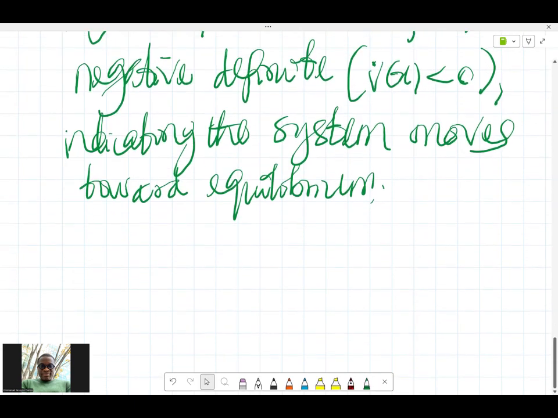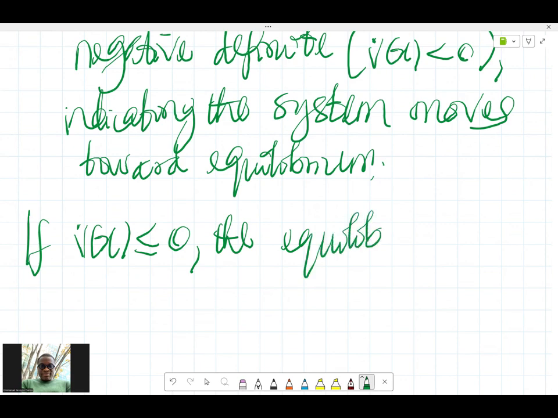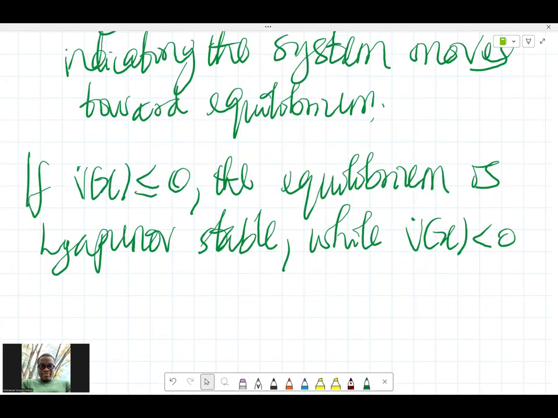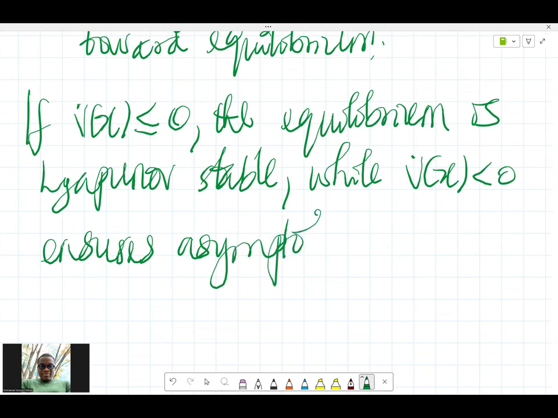Now, if V dot of x is less than or equal to 0, we say the equilibrium is Lyapunov stable, while V dot of x less than 0 ensures asymptotic stability.